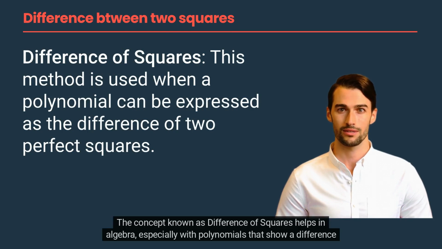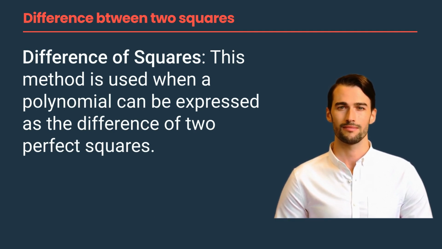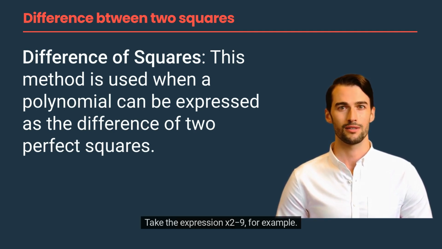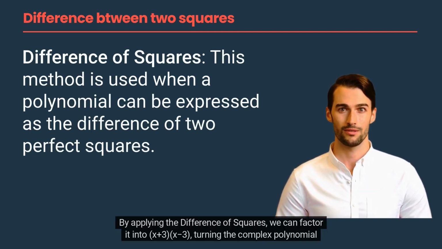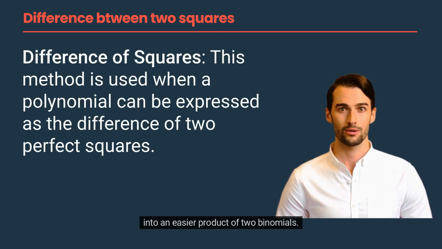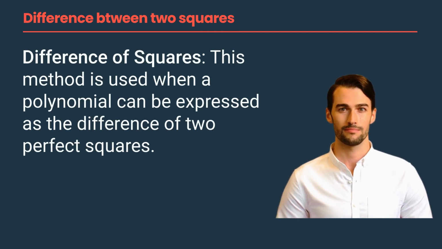The concept known as difference of squares helps in algebra, especially with polynomials that show a difference between two squared numbers. Take the expression x^2 - 9, for example. In simpler terms, it's x squared minus 9. By applying the difference of squares, we can factor it into (x - 3)(x + 3), turning the complex polynomial into an easier product of two binomials.